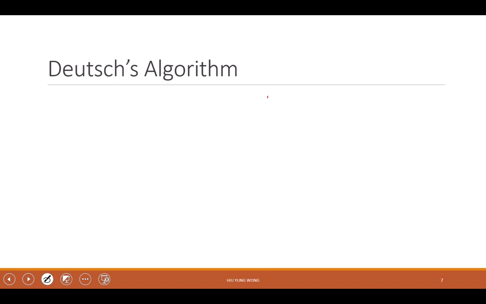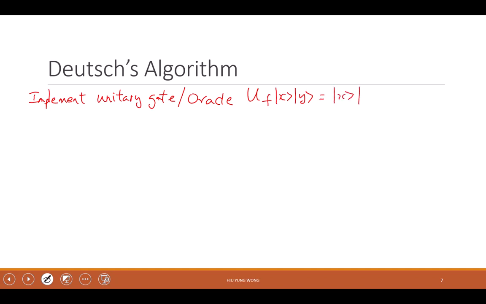details, right? A lot of math, but you need to go through it. Okay, so first we implement a quantum gate, which is a unitary gate, UF, or a quantum oracle, where UF, which you have already seen, maps X, Y to X, and then Y exclusive or F of X. That is the first step, right?